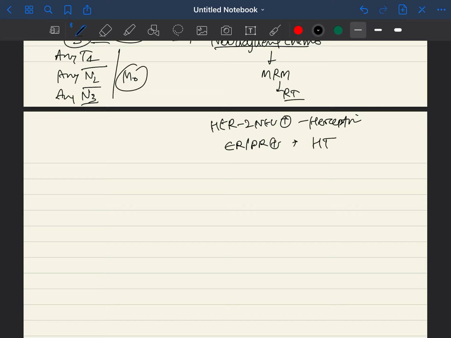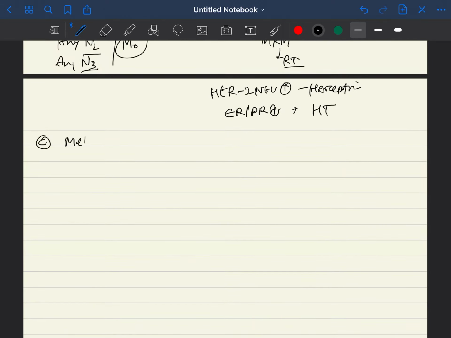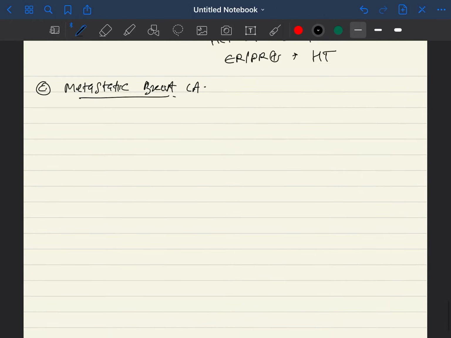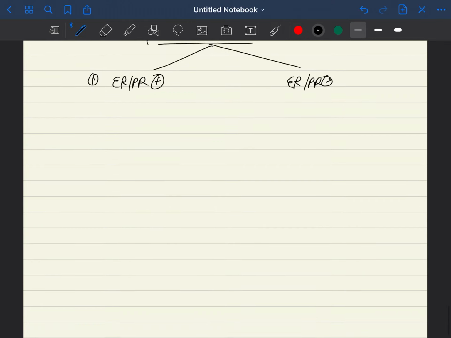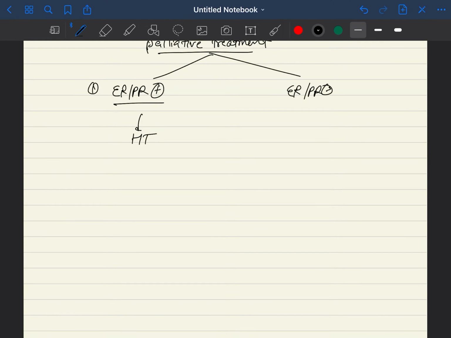Alright, the third one is metastatic breast cancer. Alright, if the cancer is metastatic, we can give palliative treatment. The palliative treatment can be given in two types. The first one, if ER/PR positive, and ER/PR negative. Alright, if ER/PR positive, we can give hormonal therapy. If negative, we can give chemo directly.